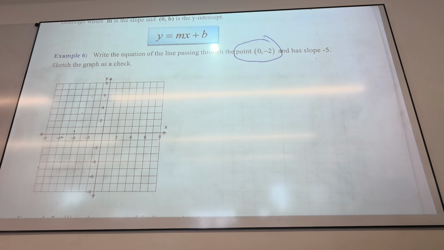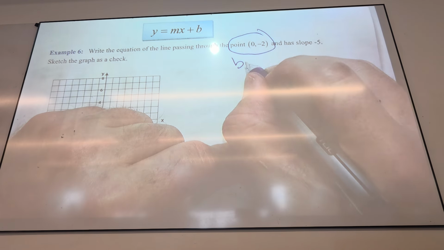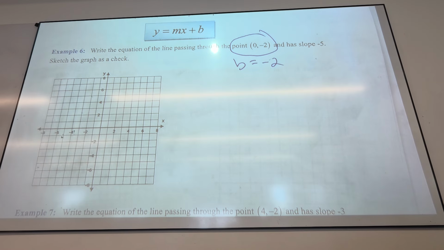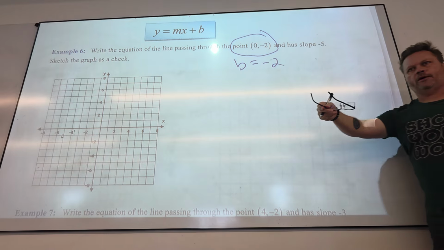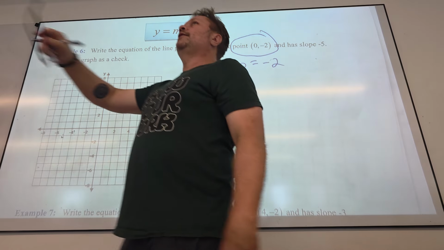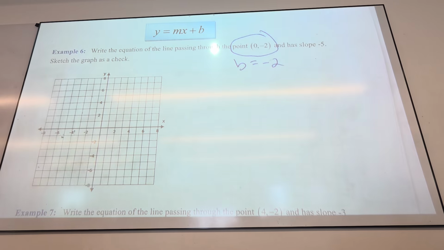So what do I know? What's b? Yes. Right there I know b is -2, because b is always the y piece of the y-intercept. What else did they just tell me? They told me the slope. So what letter is that? M. Yes. So the two things that are unknown in this equation of the line are m, the slope, and b, the y-intercept.